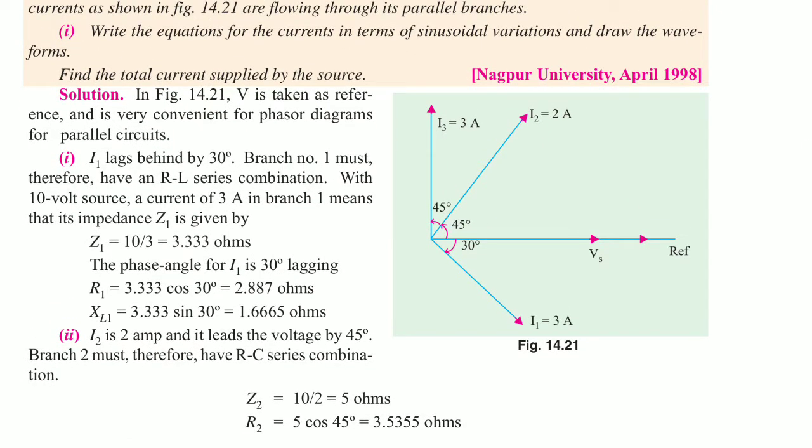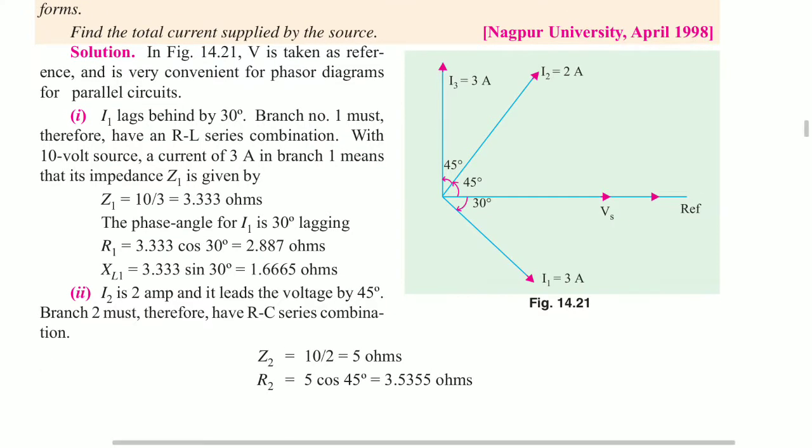Here, in the solution, the voltage in figure 14.21 is taken as the reference, and is very convenient for phasor diagrams. Why? If the three impedances are in parallel, the voltage is taken as the reference. The currents I1, I2, I3 are divided among different branches, so they have different angles. So V is the reference for a parallel circuit in this problem.